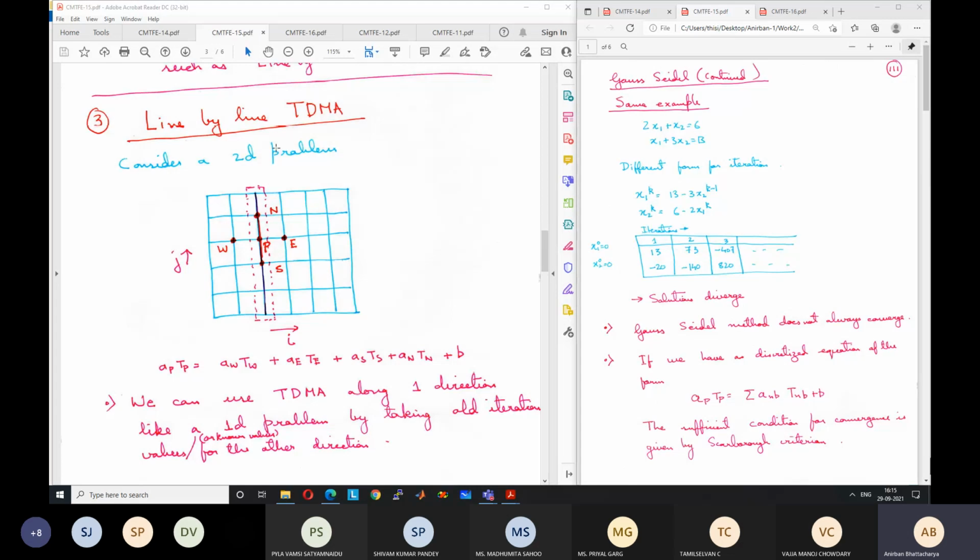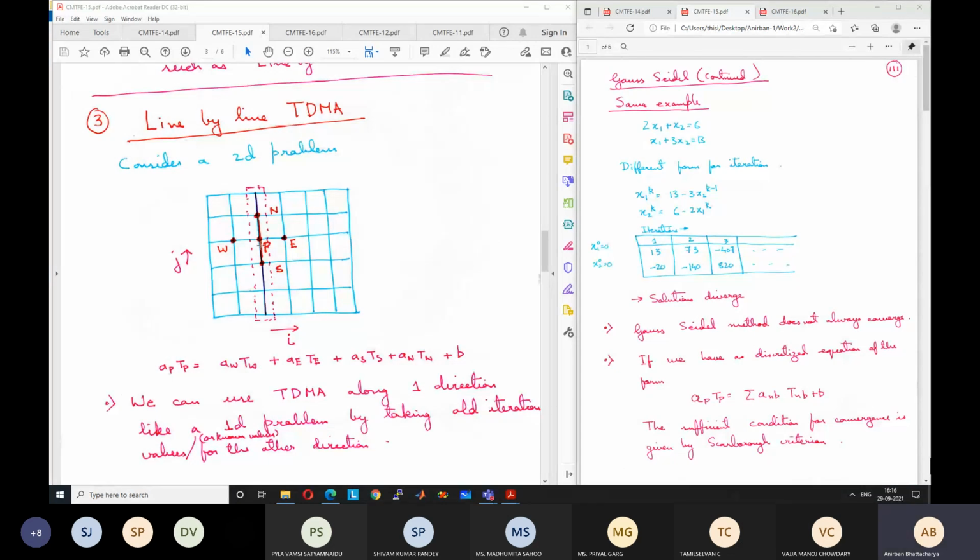So what is this line by line TDMA? It is just an extension of the 1D TDMA problem that we have seen. We have seen that if we have a 1D type of problem, we have a tridiagonal matrix. So we can reduce a 2D or 3D problem into steps of 1D problems. How? For example, let us consider this 2D problem. A 2D grid is there, and just consider one point, say the P-th point, or i, j.